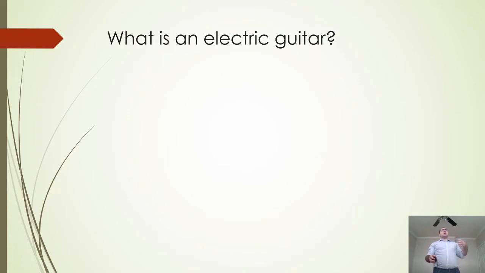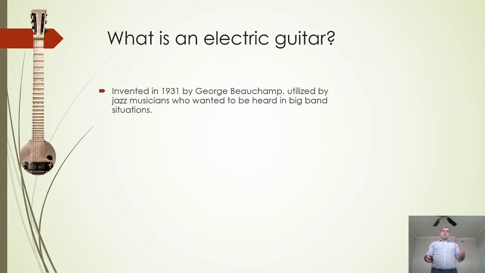So first of all, let's talk about the history of the electric guitar. What is the electric guitar? It was invented in 1931 by a man named George Beauchamp. It had this original frying pan looking shape. I believe it was called the frying pan guitar. And it was necessary for this exact scenario.